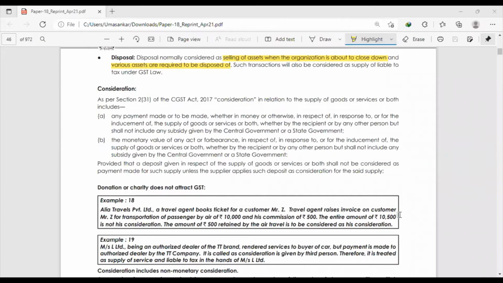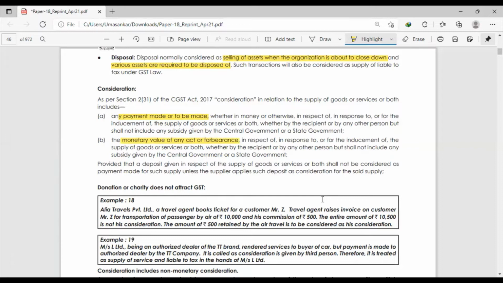So after the break, we're going to start again. Now we'll do consideration. What do you mean by consideration? Section 2(31) of the CGST Act 2017 defines consideration. Consideration means, in relation to supply of goods or services or both, it includes any payment made or agreed to be made, or any monetary value to any act or forbearance.